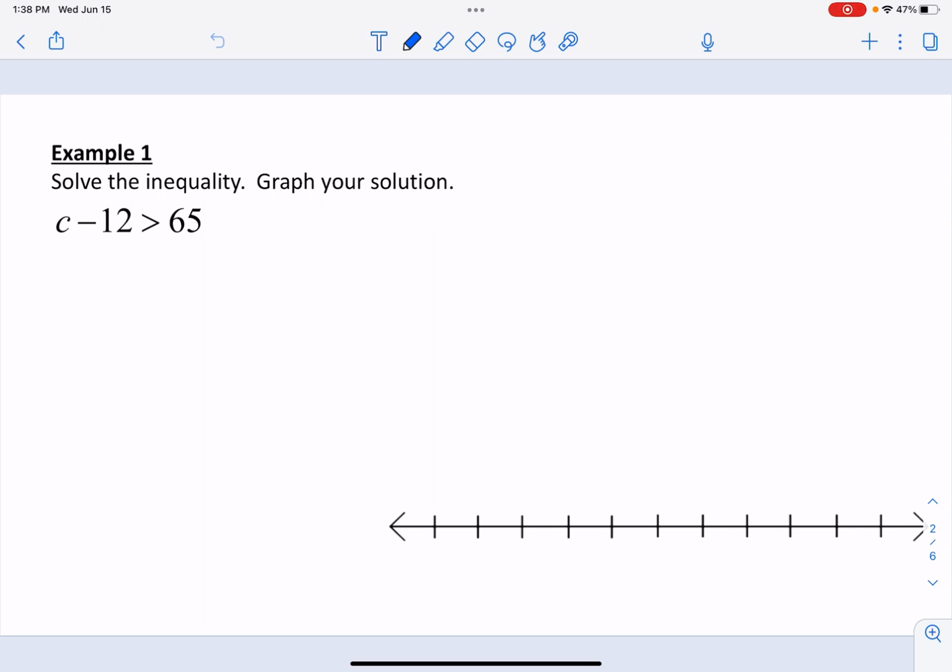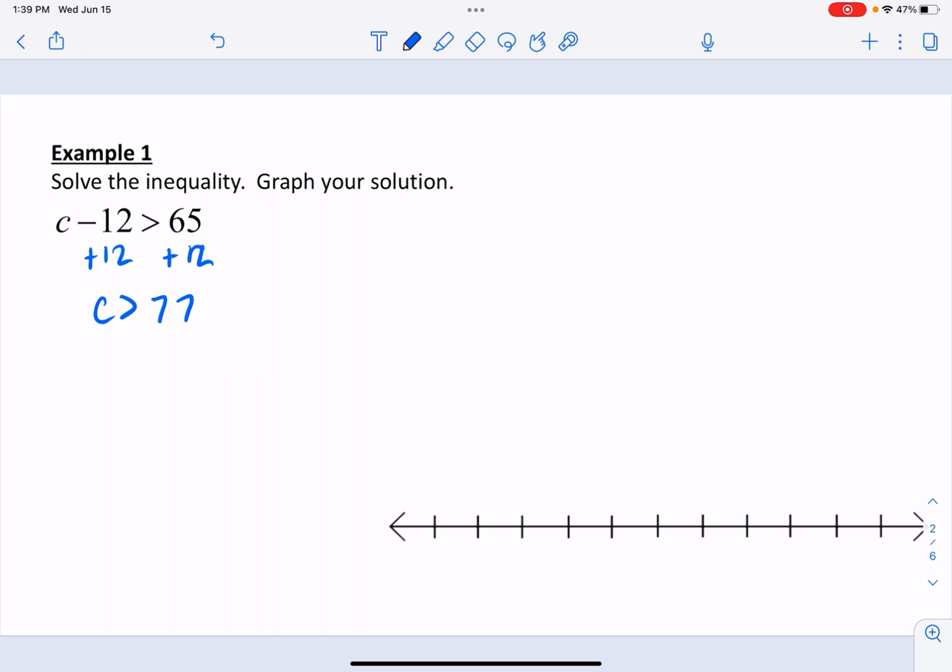Okay, solve this inequality, graph your solution. So you want to isolate the c. So I add 12 to both sides, and c is going to be greater than 77. Okay, so now graphing that on a number line.